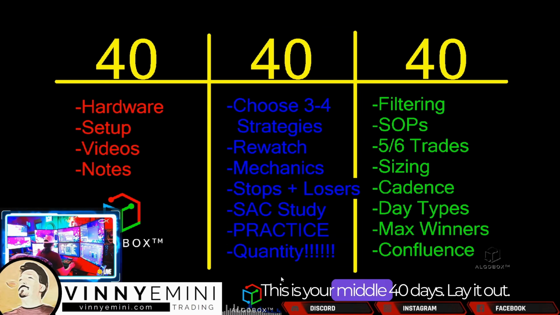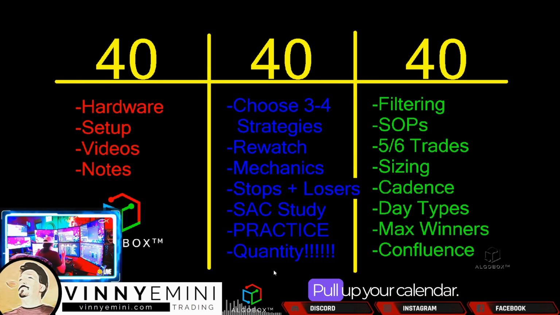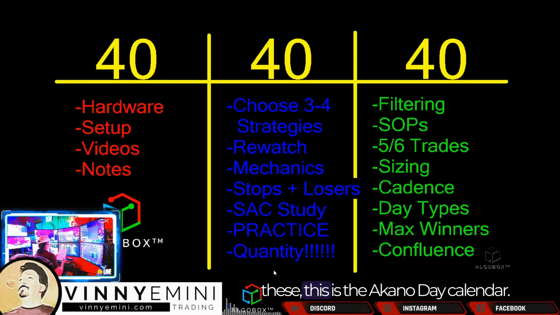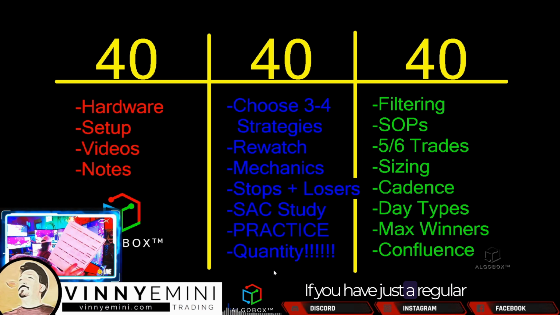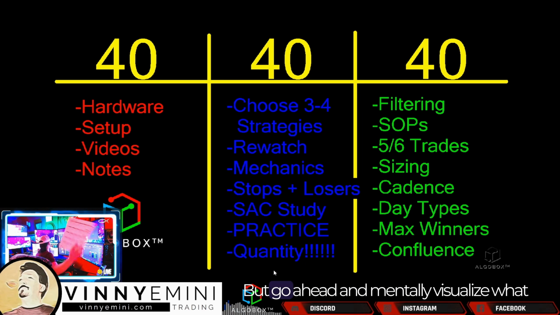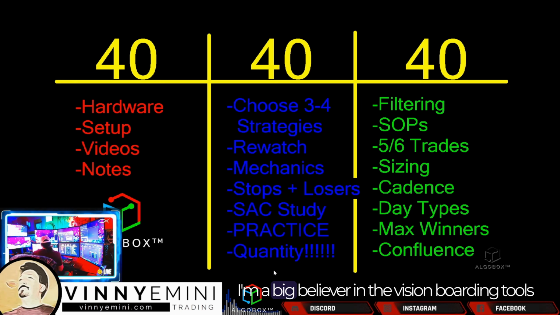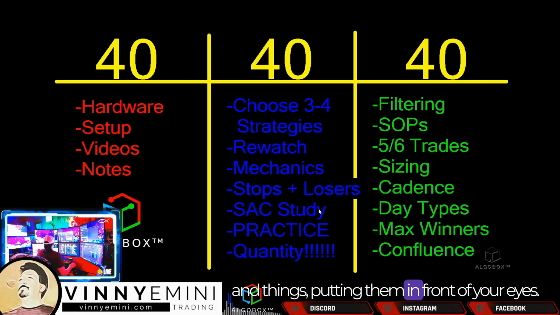This is your middle 40 days. Lay it out, pull up your calendar. I've showed you guys before too, if you want to get one of these, this is the Econo Day calendar. If you have just a regular calendar, that's fine as well. But go ahead and mentally visualize what you've got there. Put it on paper. I'm a big believer in vision boarding tools and things, putting them in front of your eyes.